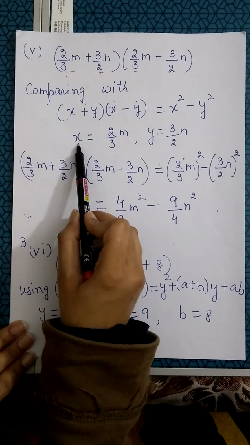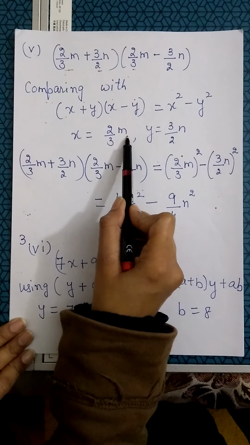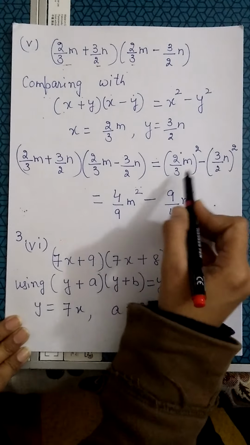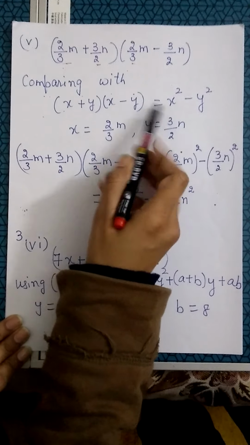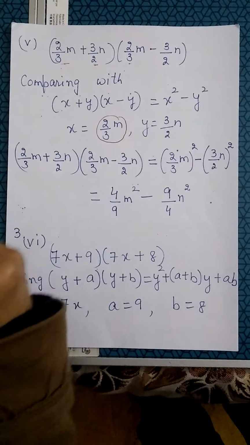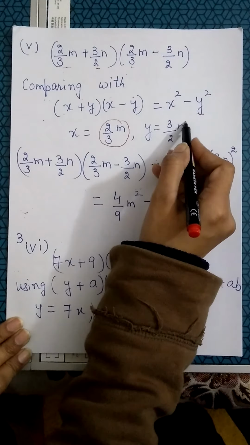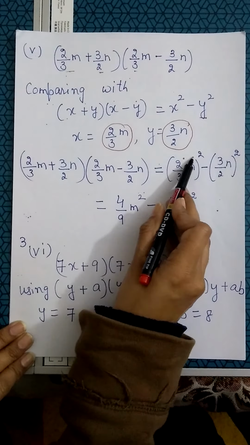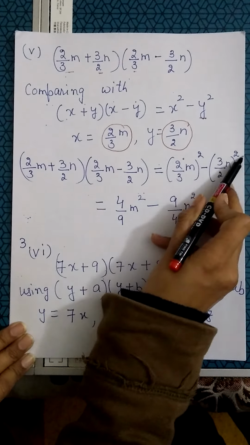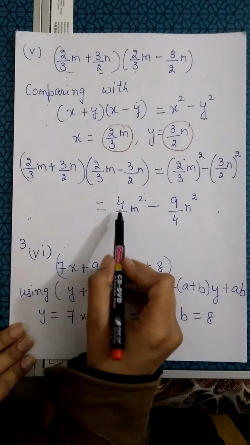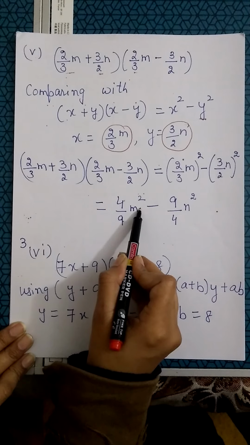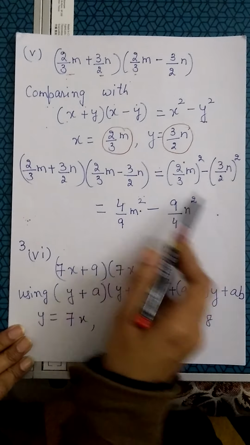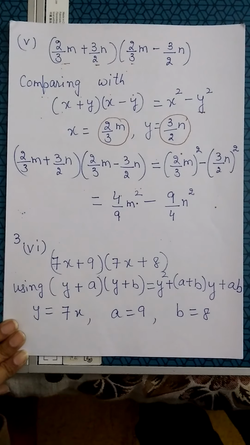Here x is equal to 2 over 3m and y is equal to 3 over 2n. I just need to substitute. Wherever x is there, I will be putting 2 over 3m. Wherever y is there, I will be putting 3 over 2n. So it will be (2 over 3m) whole square minus (3 by 2n) whole square, which will be 4 over 9m square minus 9 over 4n square. So this is how we'll be using this identity.